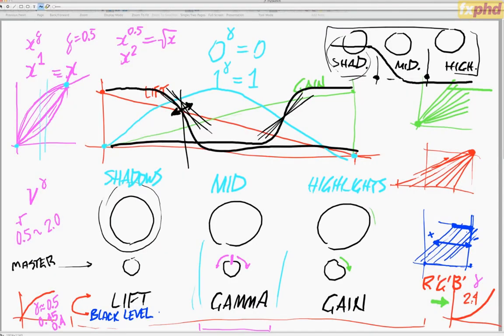And, unfortunately, I can't really erase here except to erase everything. So let's erase everything. But I left one little part out. So let me give you the little part that I left out. What I left out is I showed you lift, gamma, gain.